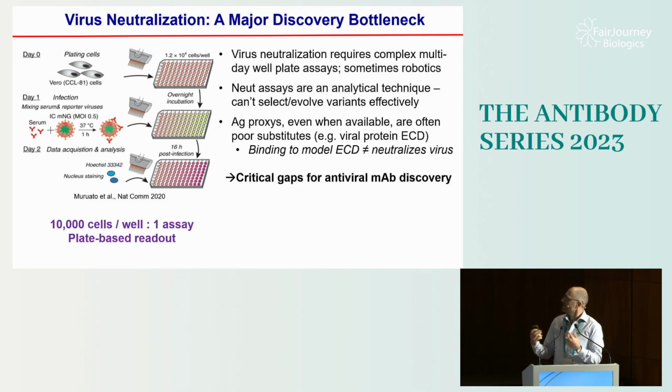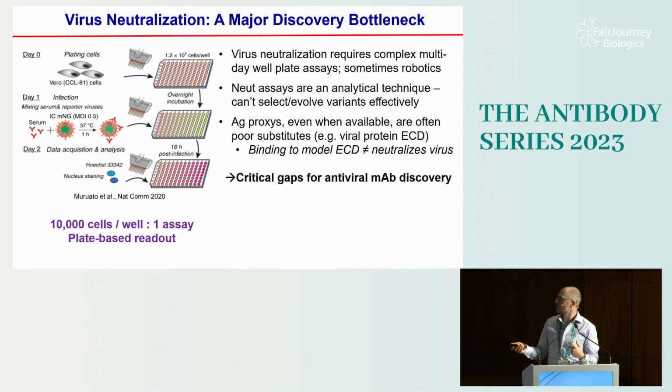And the antigen proxies, even when they're available, are often poor substitutes. Just because you have binding to a BG505 SOSIP or a SARS-CoV-2 fusion protein, it doesn't mean that that antibody neutralizes virus. And so it makes it hard to select for the property we really want, which is neutralization, when all we can do is select for binding. And that's a really big gap.